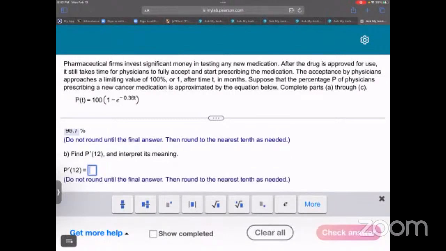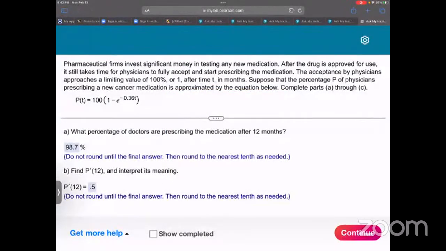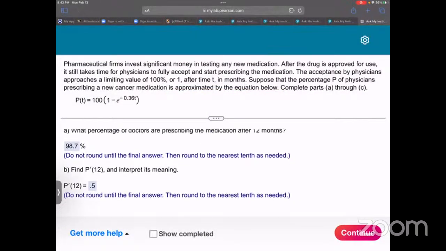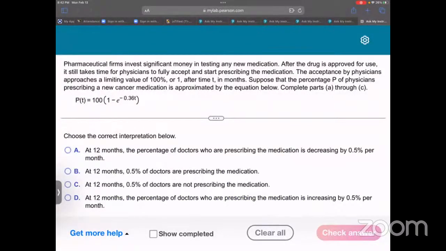There's 10. Okay, was that it? Oh, no, that was A. Let's keep going. So then what's the interpretation? This is the rate of change. Let me see, this P. How'd you get a 0.5? Here.